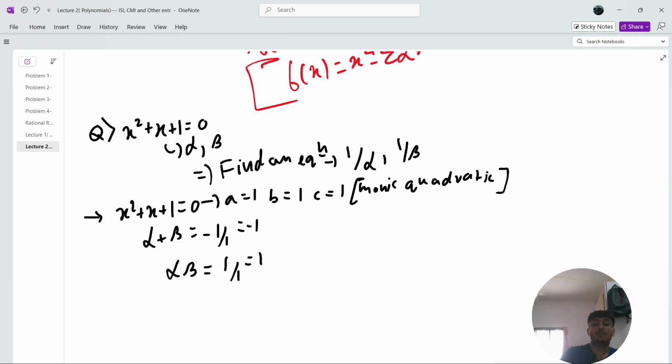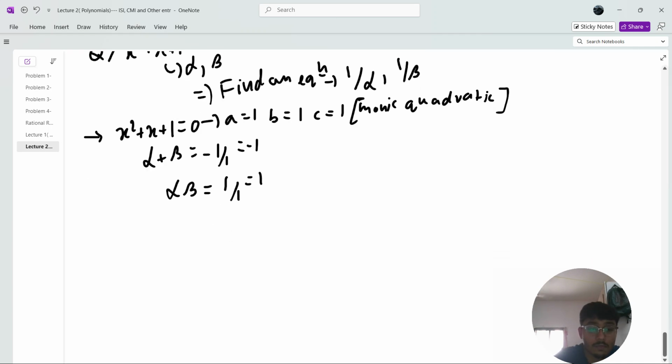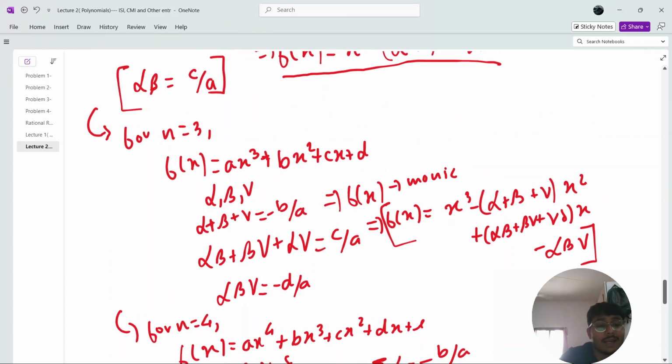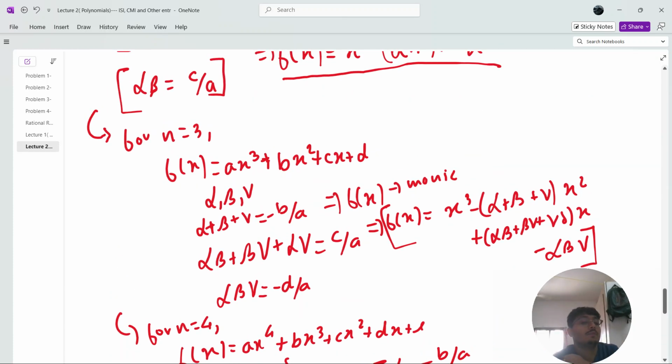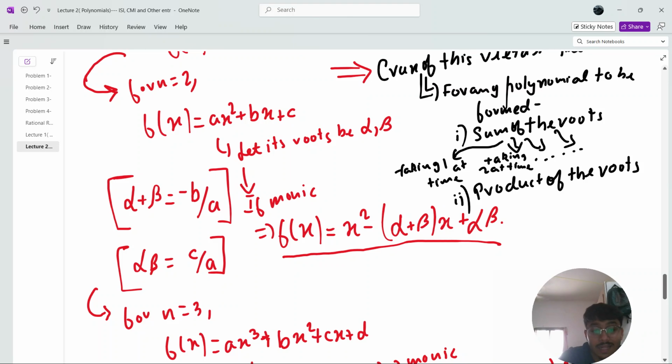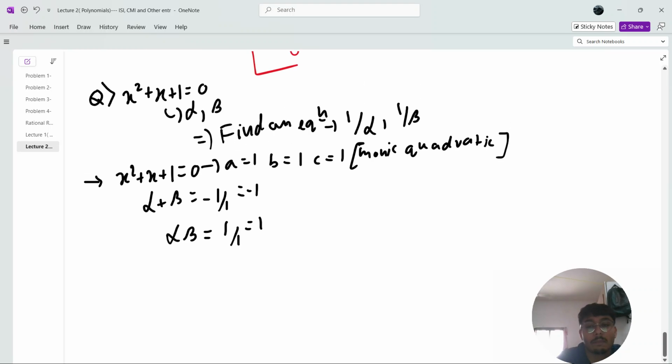I need to find an equation whose roots are 1 by alpha and 1 by beta. So what have I taught you before? If alpha and beta, or any form or processing of alpha and beta, is given, how do I need to form my roots? Here alpha and beta are the roots, but I am given that 1 by alpha and 1 by beta have to be the roots. So here, in place of alpha and beta, I will be replacing them with 1 by alpha and 1 by beta.